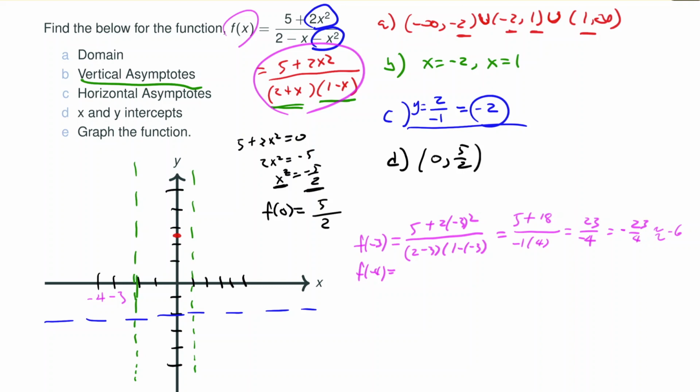So if -6 is here, slightly bigger than negative 6, so it's a little above. If negative 6 is here, it's a little above, somewhere here. Okay. So let's see when we get negative 4.